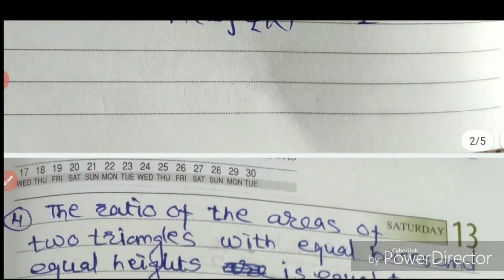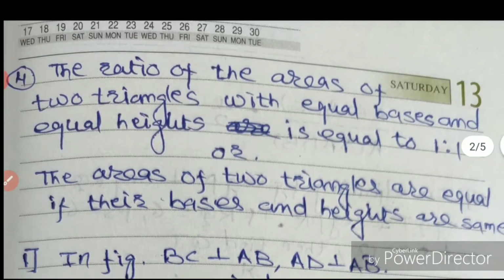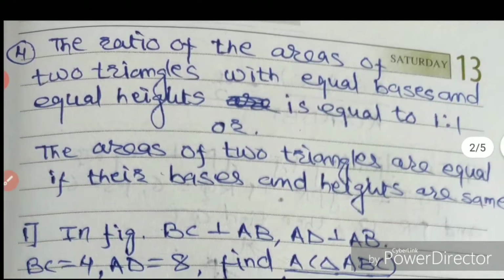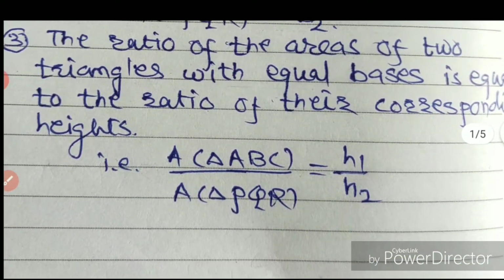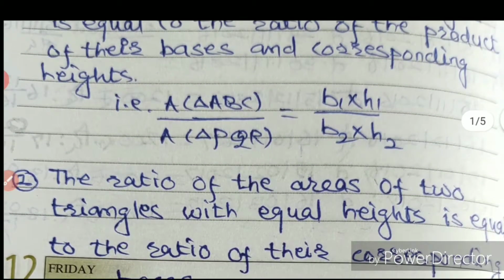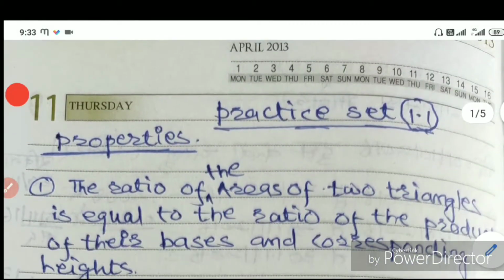And property number 4: if the bases and heights of two triangles are equal, then the ratio of the areas of two triangles is equal to 1:1, or the areas of two triangles are equal if their bases and heights are the same. These are the four properties. By using these four properties, now we have to solve the practice set 1.1.